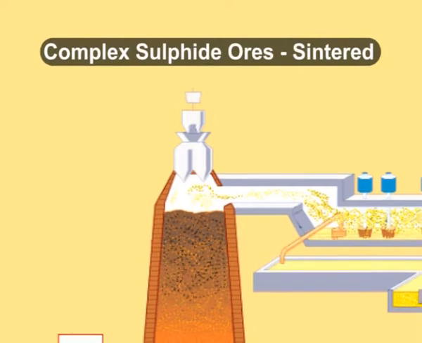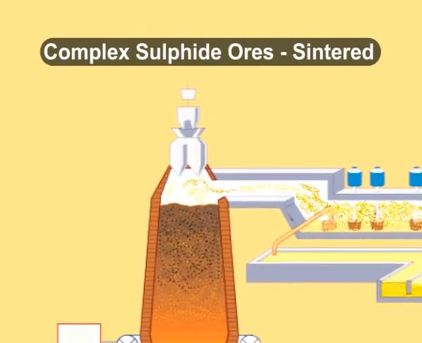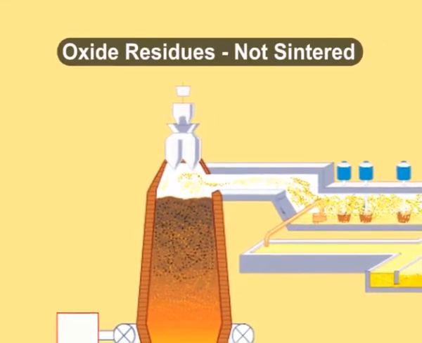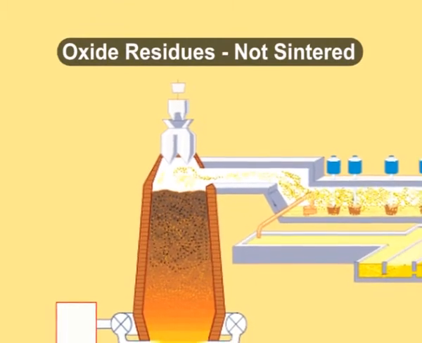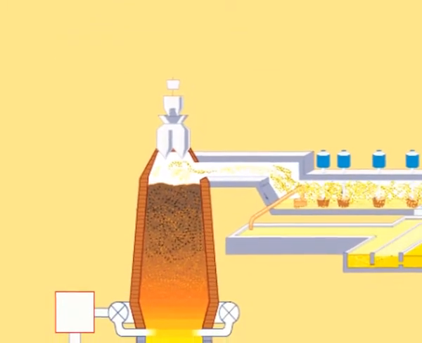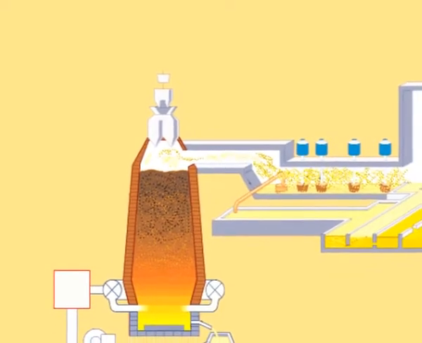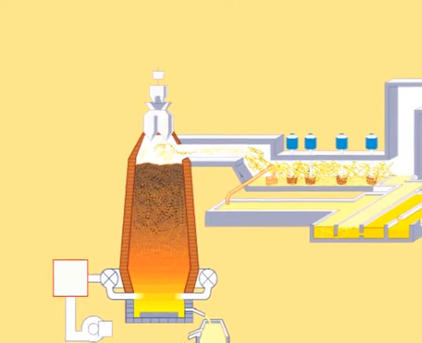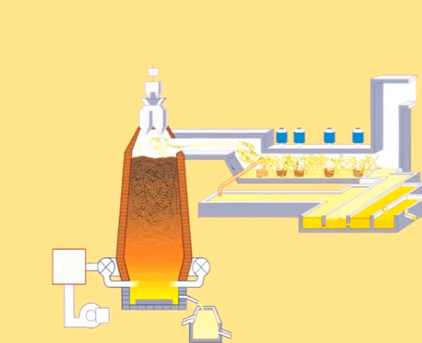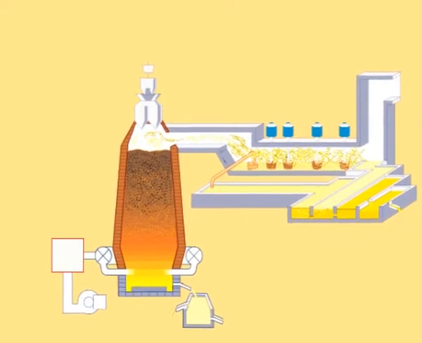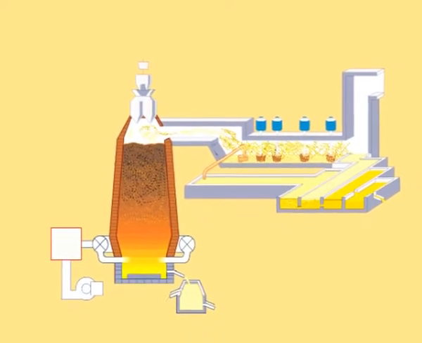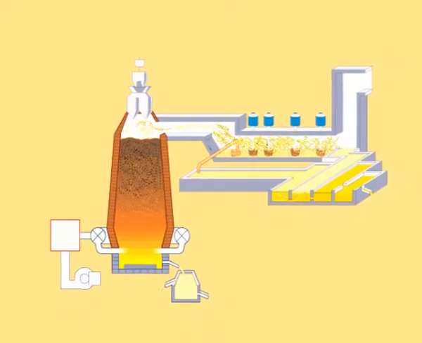Complex sulphide ores have to be sintered, but oxide residues such as zinc ashes recovered from galvanizing processes, oxides produced from low-grade residues, lead smelter dusts and steel mill dust high in lead and zinc can bypass the sinter roasting process.